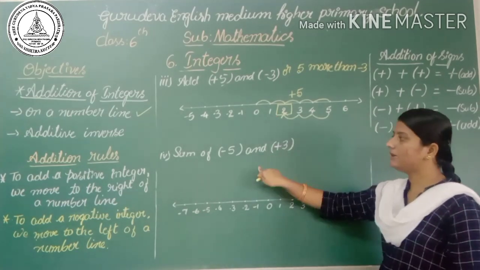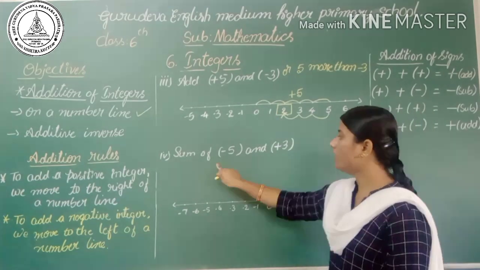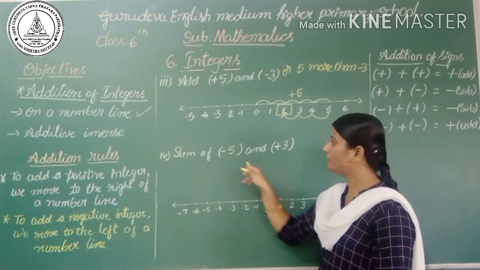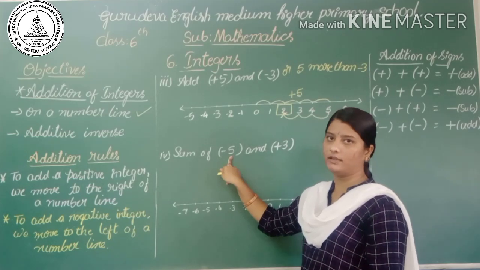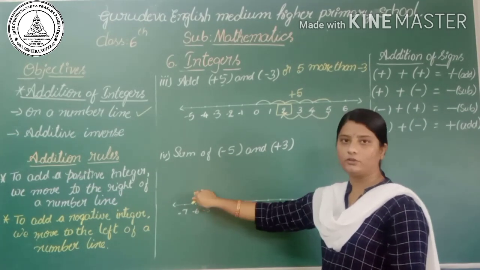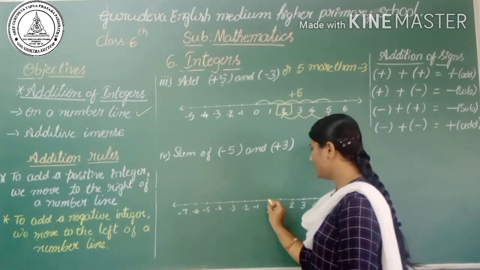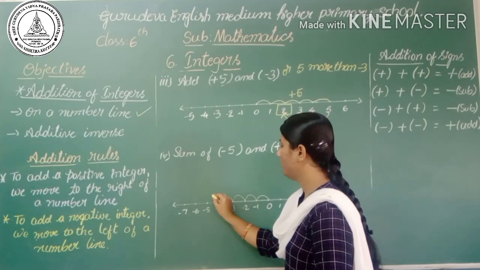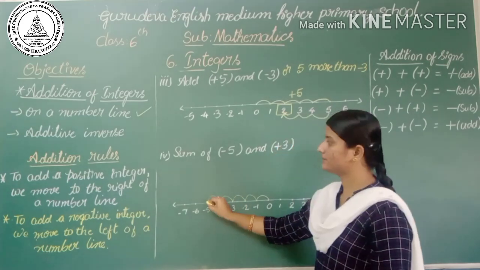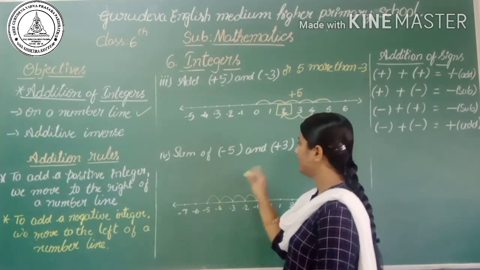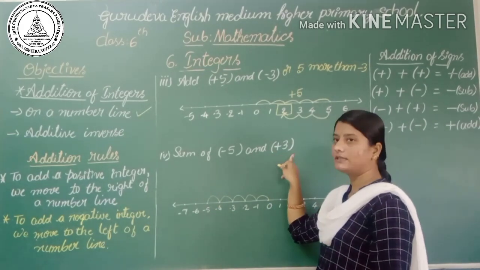Then similarly the fourth one, the sum of minus 5 and plus 3. First we have to mark minus 5 on the number line. It is a negative integer, so we move left from 0. Let's mark here: 1, 2, 3, 4, 5. So it is minus 5. We move 5 steps from 0. Then next add plus 3.